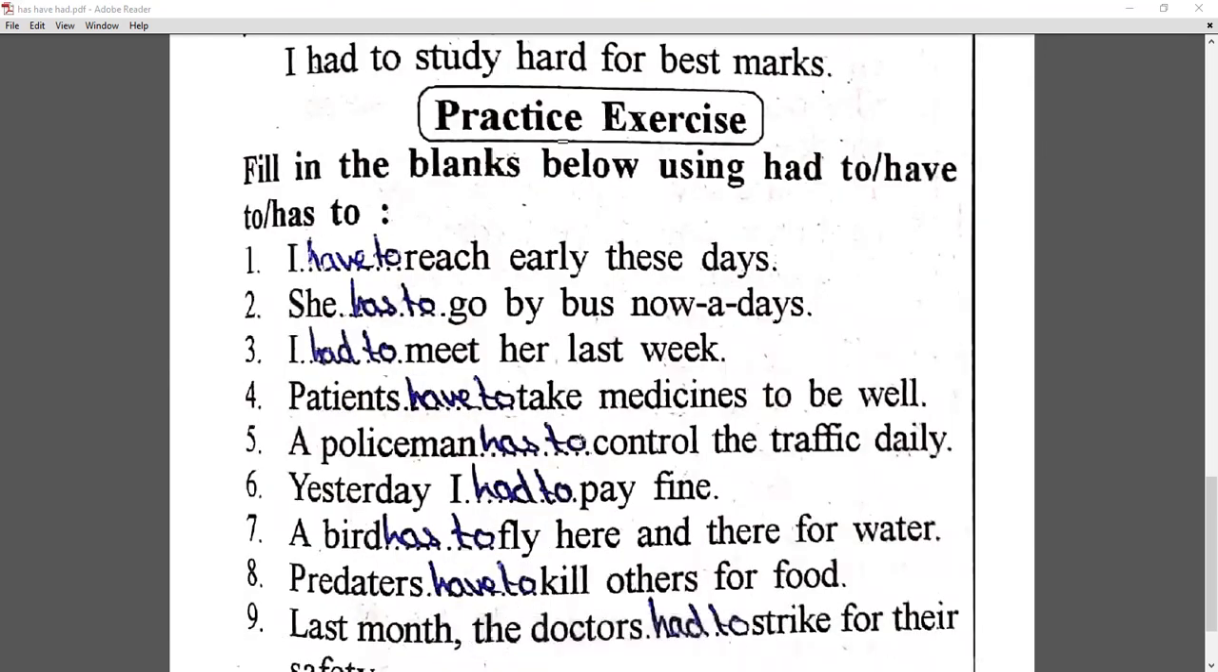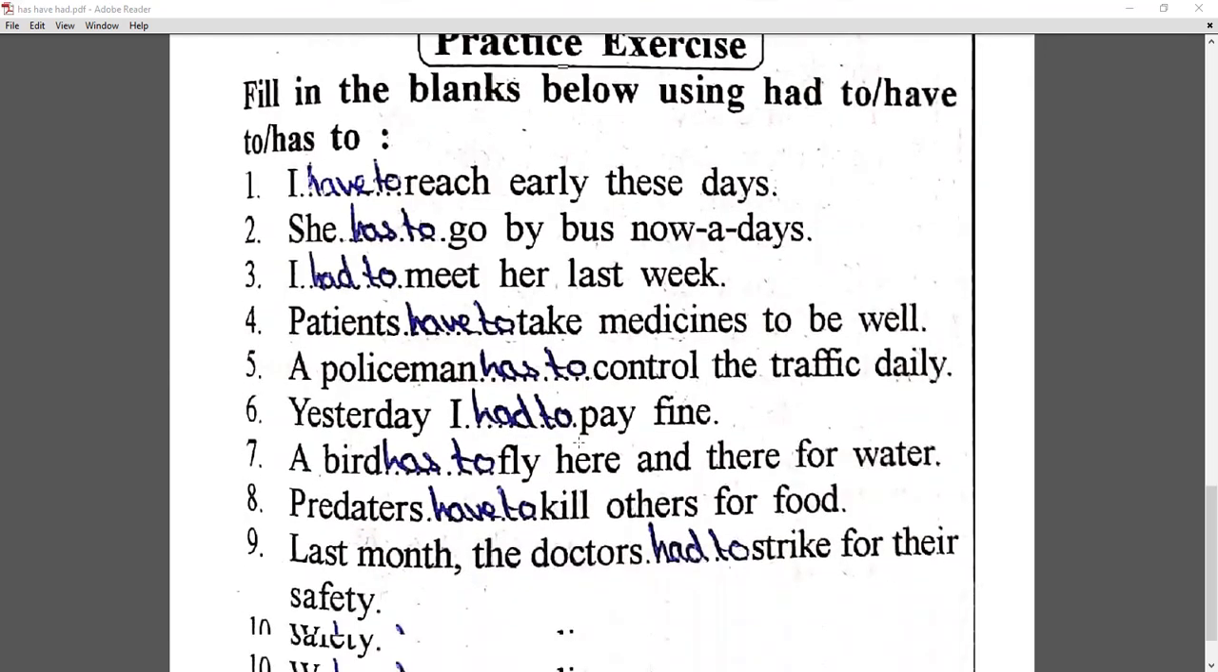Now see, fill in the blanks using had to, have to and has to. ये एक exercise है, we'll quickly do it. I dash to reach early these days. I have to reach early these days. She has to go by bus nowadays. अब तूने क्या करना है? She has to go by a bus nowadays, present. I had to meet her last week. Last week is past, so I had to.